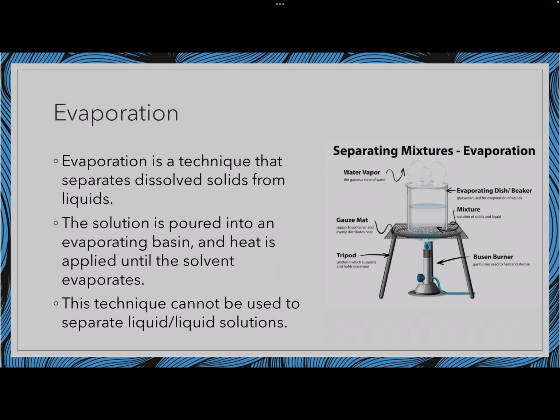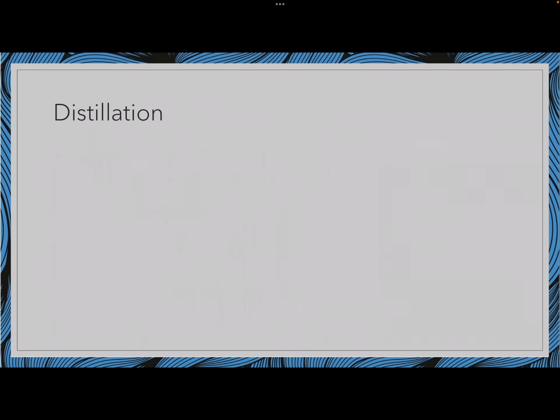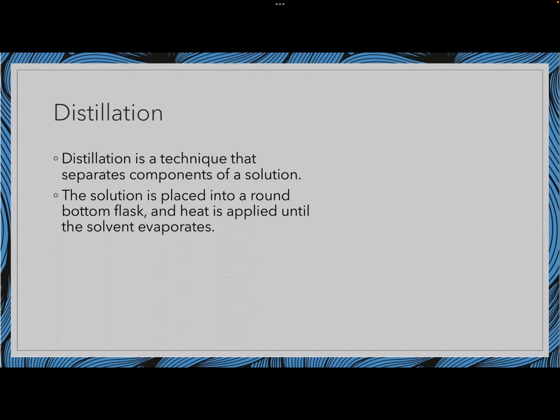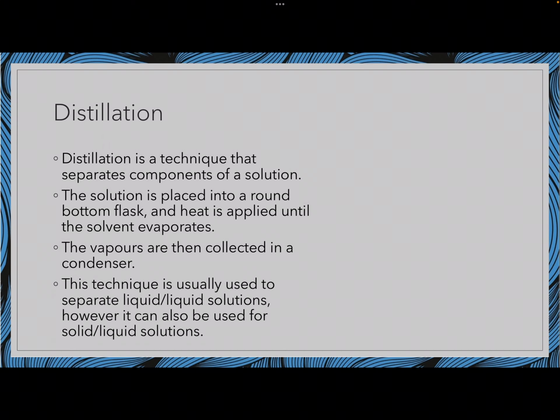Now, to separate liquids, we use distillation. Distillation is a technique that separates components of a solution, but mainly liquid-liquid. The solution is placed into a round bottom flask, and heat is applied until the solvent evaporates. The vapor is then collected in a condenser, a bit of glassware where we've got some cool water running through, and it cools down the vapors enough that they condense. So it goes back to liquid phase. It's usually used to separate liquid-liquid solutions; however, we can use it for solid-liquid, but it's not preferential.